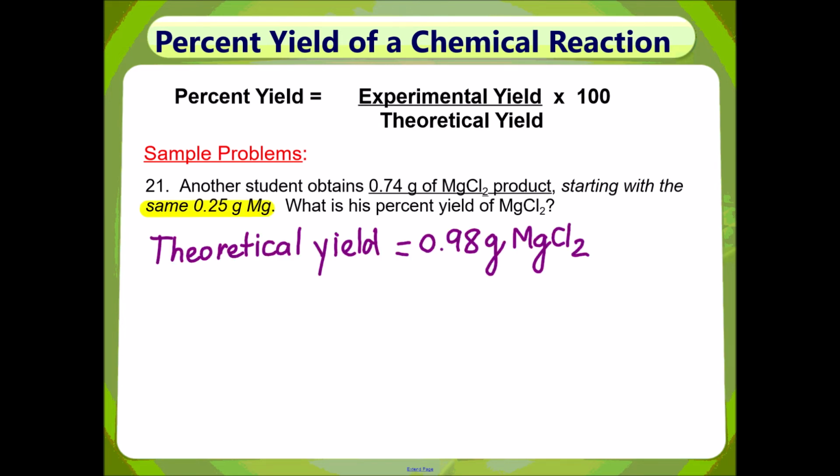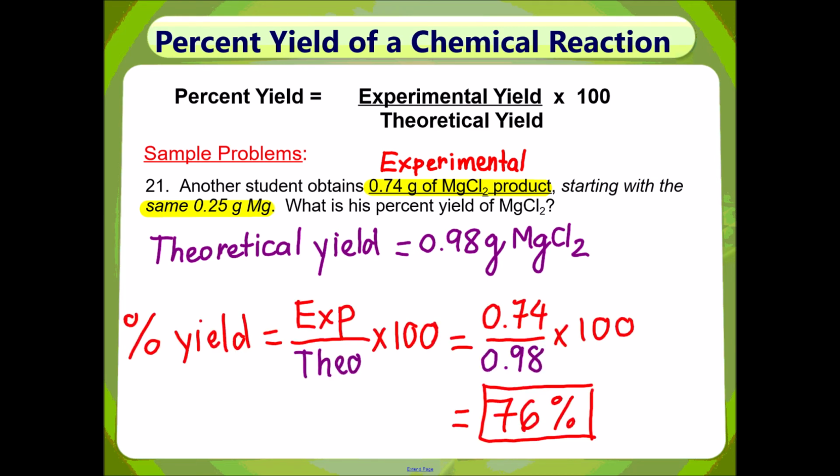Since he is starting with the same amount of magnesium, his theoretical yield is exactly the same as the other student, which was calculated to be 0.98 grams of magnesium chloride produced. However, his percent yield is different because he obtained a different amount of experimental yield during lab. Plugging these values into the same formula, experimental yield divided by theoretical multiplied by 100, his experimental is 0.74 grams, and he has the same theoretical yield as the other student, which is 0.98 grams.